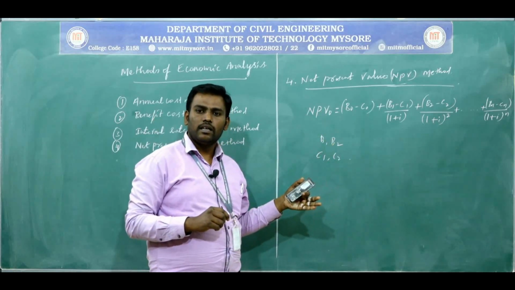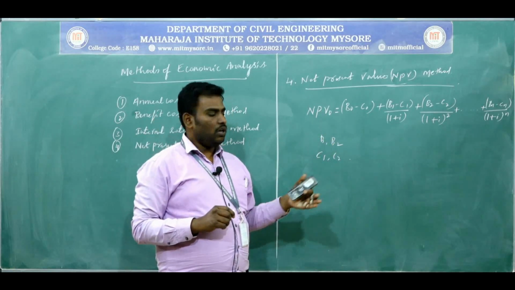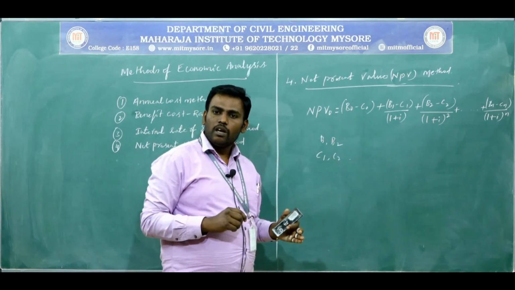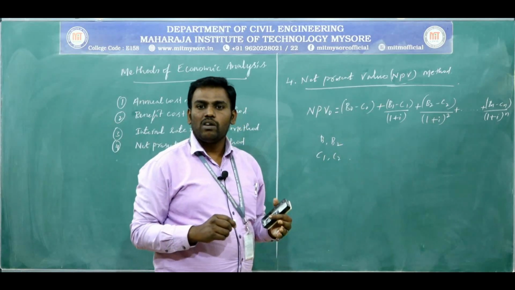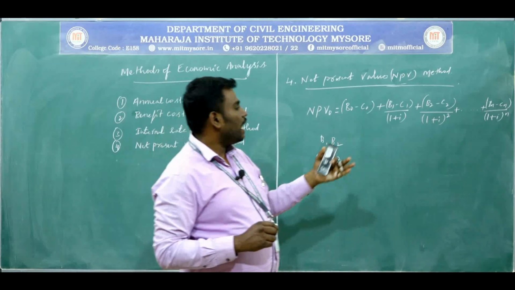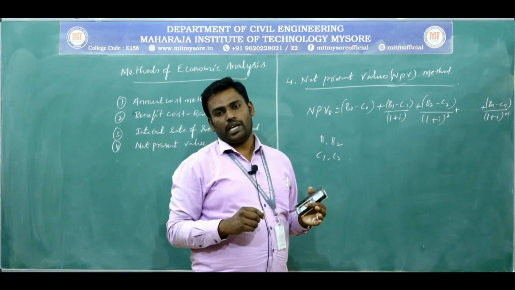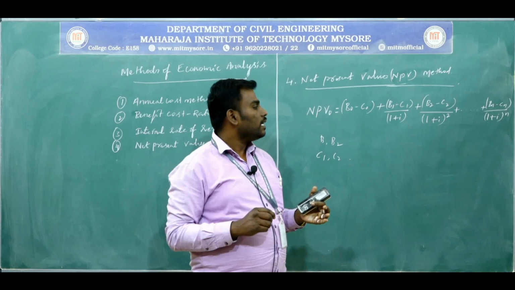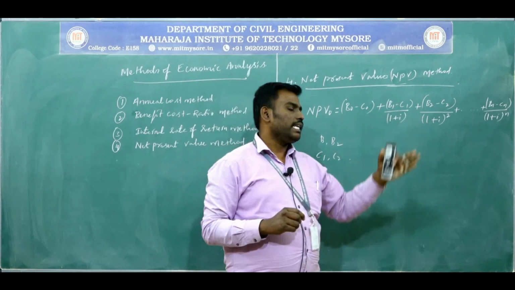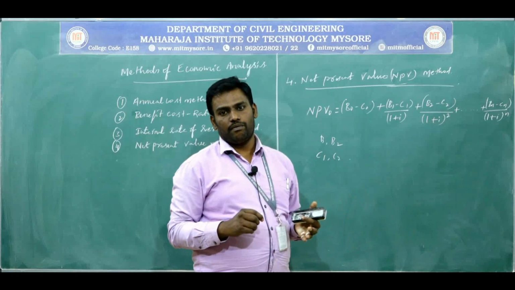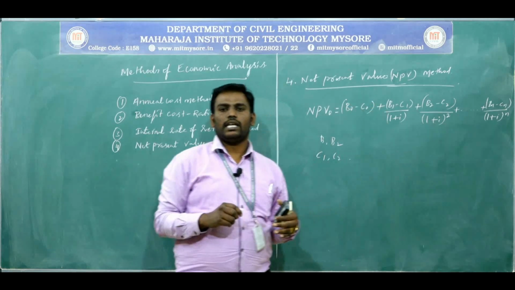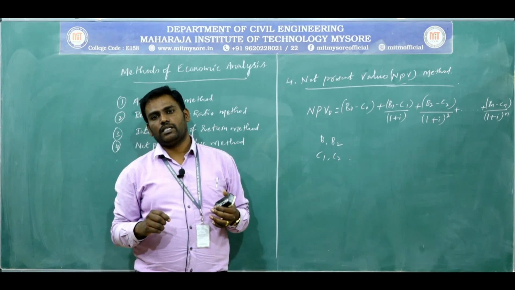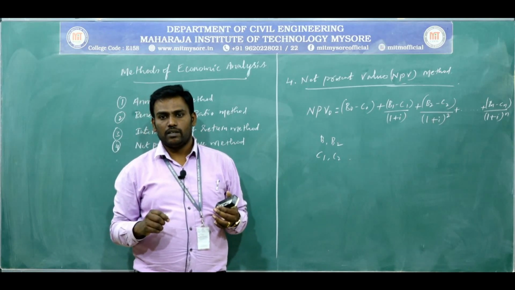NPV naught is the net present value in the year 0, B1, B2 are the value of benefits in the year 1 and 2, and C1, C2 are the value of cost in the year 1 and 2. I is the discount rate in decimals, and N is the life, the lifespan. Is it clear? This is regarding the net present value method.